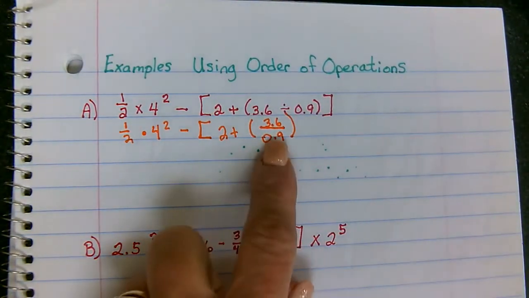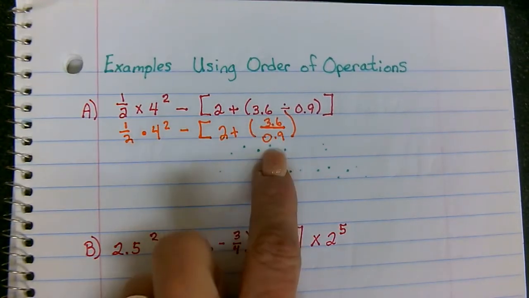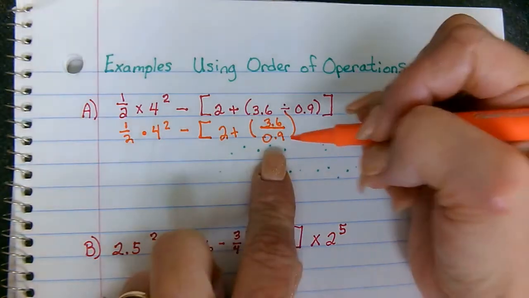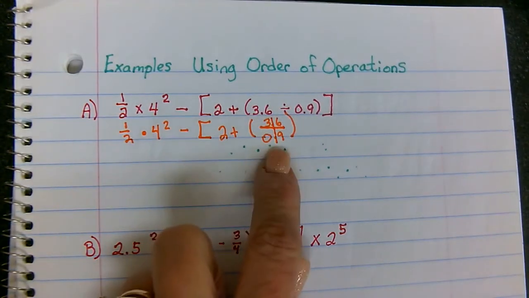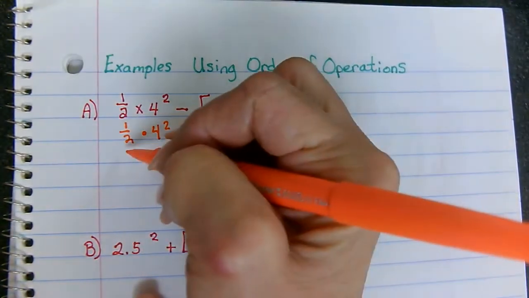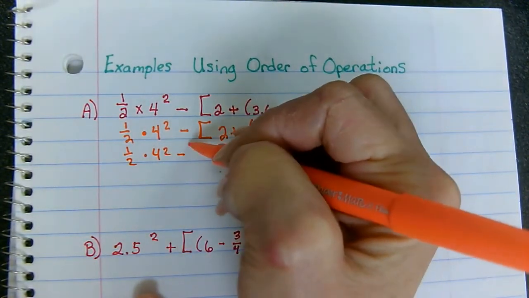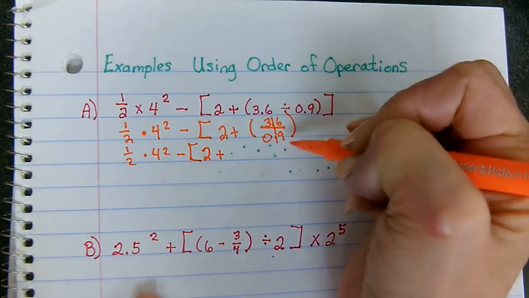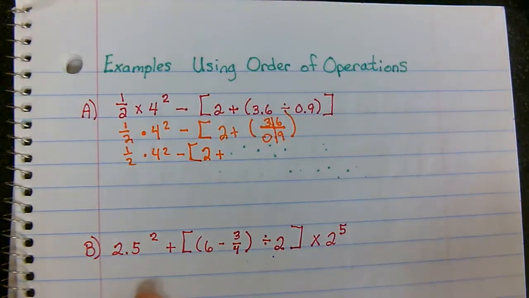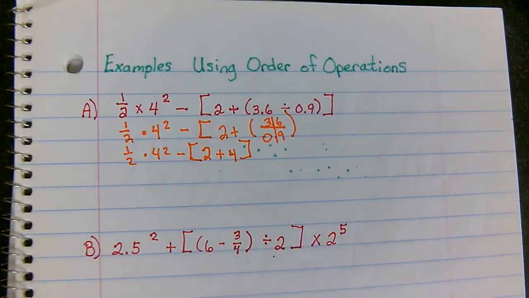And the nice thing about this is, here's the cool trick. You see how there's one decimal place in each? So that means I can actually ignore those and then just do 36 divide 9, which you already know because it's a multiplication fact. So I'm going to rewrite this, 1/2 times 4 squared minus, here's my grouping symbol, 2 plus, and 36 divide 9, that is 4. And then keep my grouping symbol like this, okay?